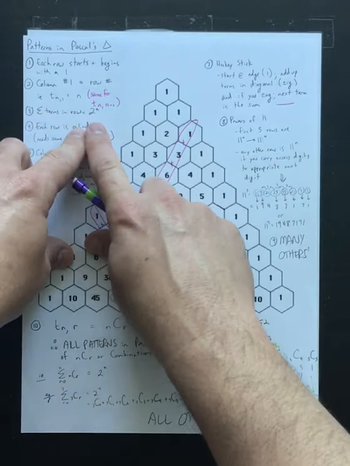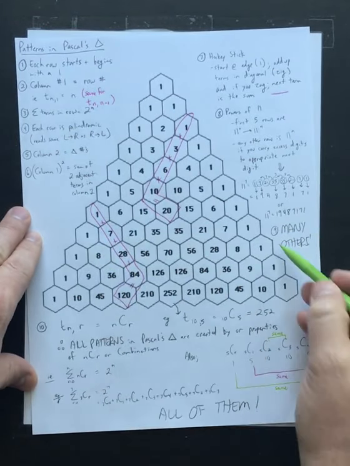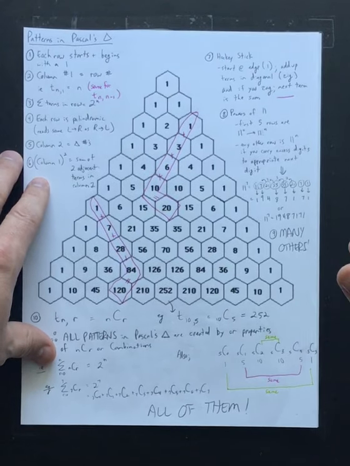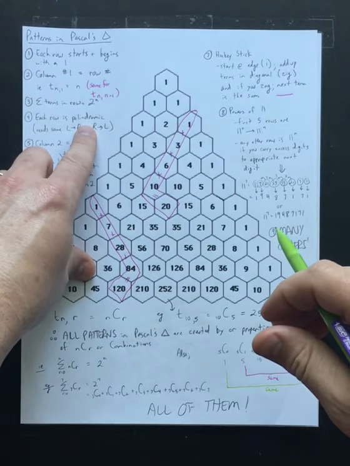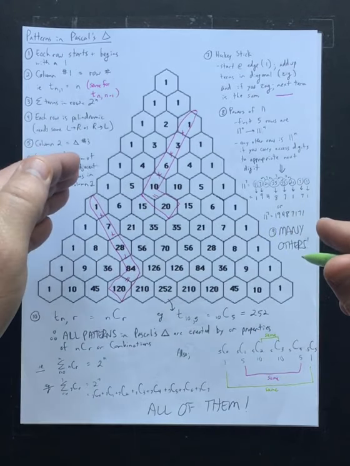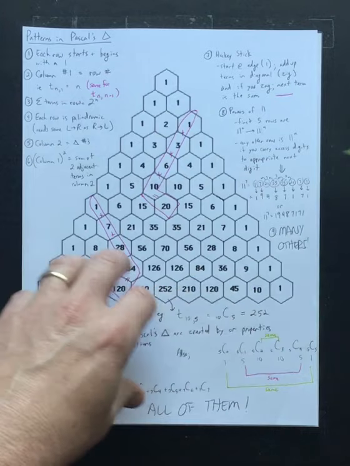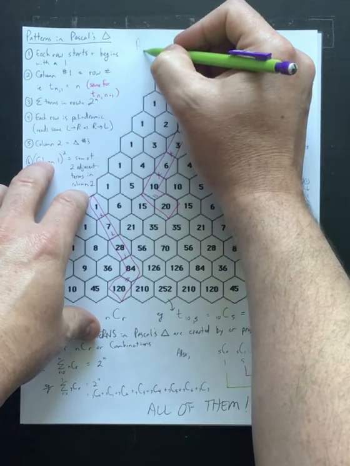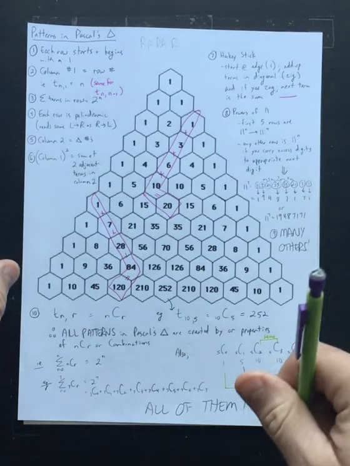The sum of the terms in a row is equal to 2 to the power of n. That's a really important one, which means, of course, the sum of all of these is 2 to the power of n. We've already done that one, together. Each row is palindromic, and that means that it starts one way and it finishes in the reverse way. A good example of a palindrome would be radar. Radar is the same read forwards and backwards.